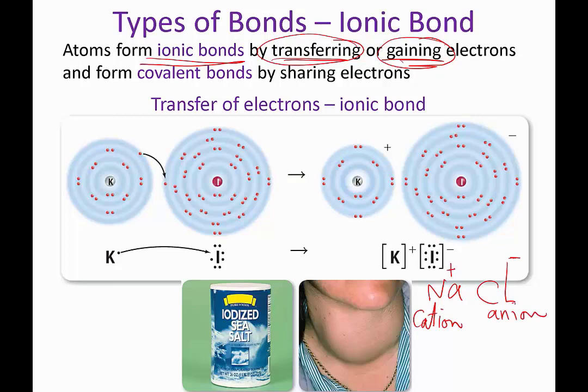If there is a positive ion and a negative ion, they attract each other and they form a bond. This bond is called ionic bond. It happens between metals and non-metals. Metals usually donate electrons. They try to lose electrons. They need to get rid of their electrons.